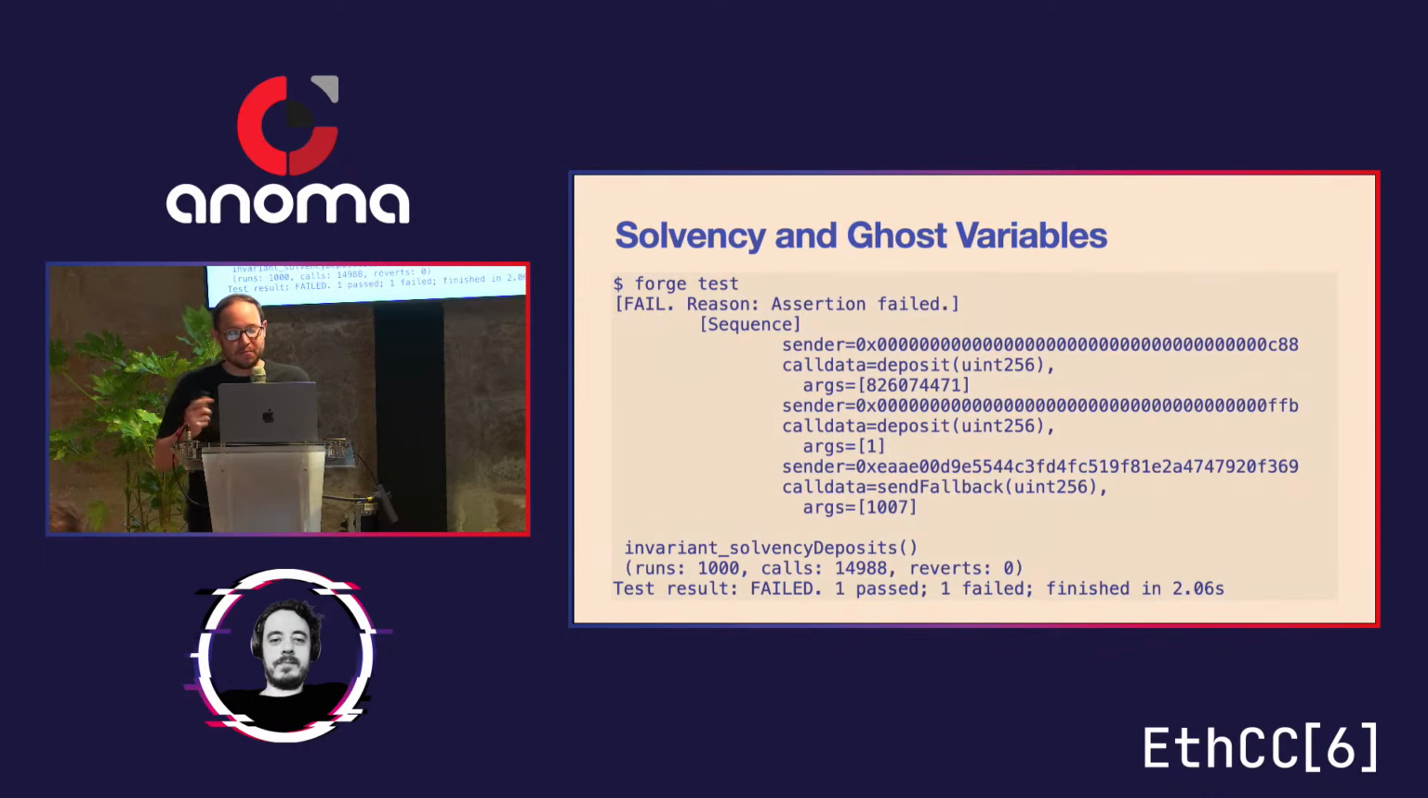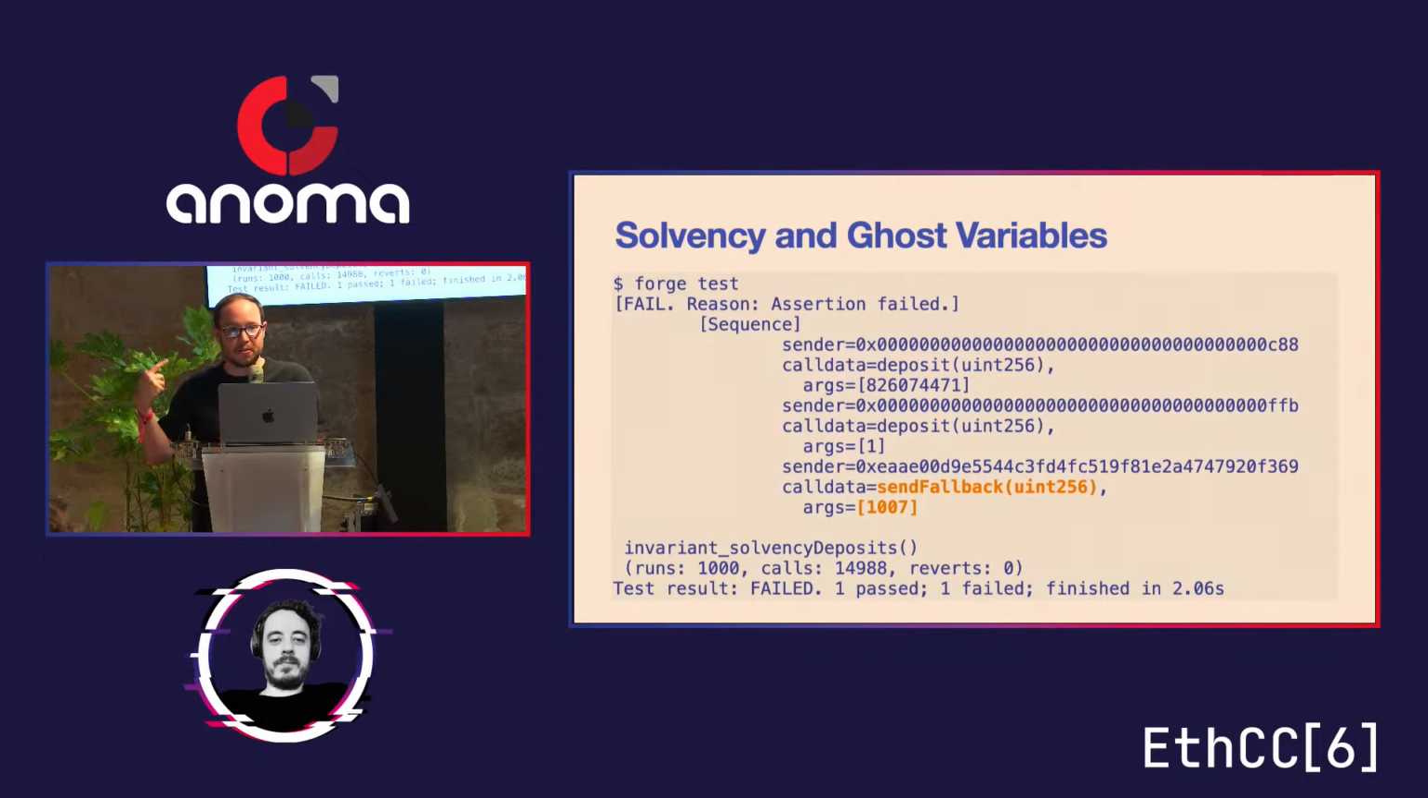But one thing that's really helpful here is that it's always the final call that caused the invariant to fail, right? So we're getting the whole call sequence here. We can see 3 calls: deposit, deposit, send fallback. And it's always the third of those after which our invariant failed and we failed the test. So here's the call data and the arguments that broke our invariant. And you can see it was calling send fallback with the value 1007.